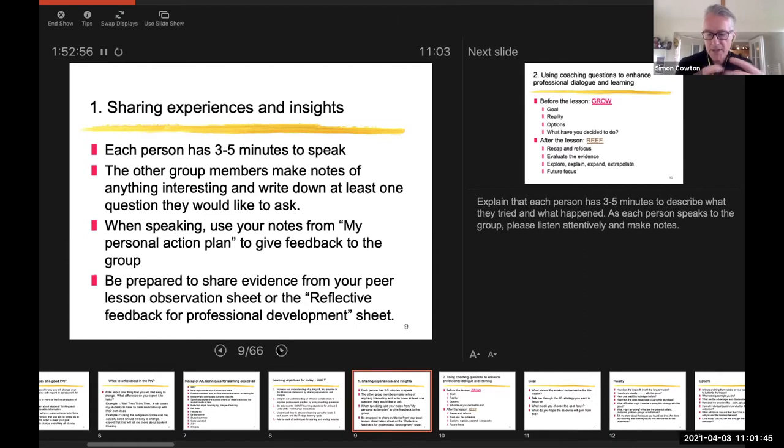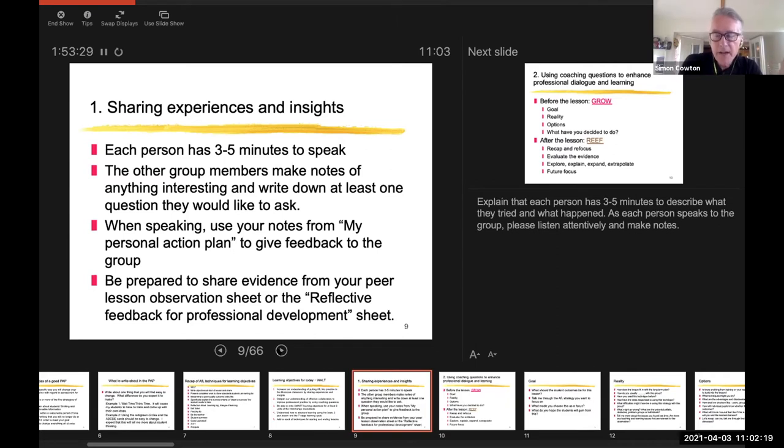That's the point of having a professional learning community, is that you learn from each other. It's like a classroom. You learn from each other. And the routine is that when you share your experiences and insights, the other group members make notes. They don't just sit there passively. They listen actively. And listening actively means that they write down at least one question that they would like to ask.